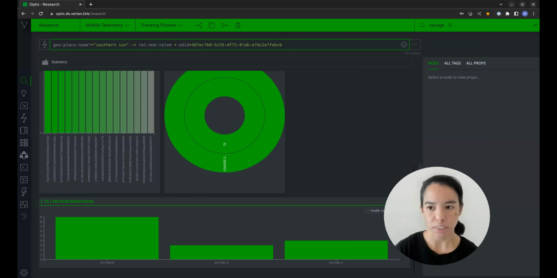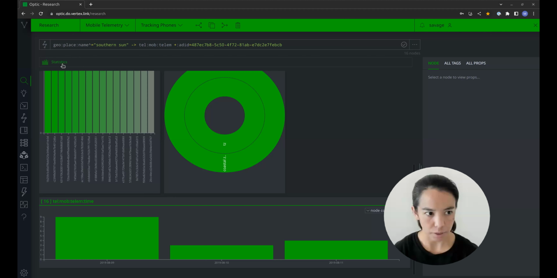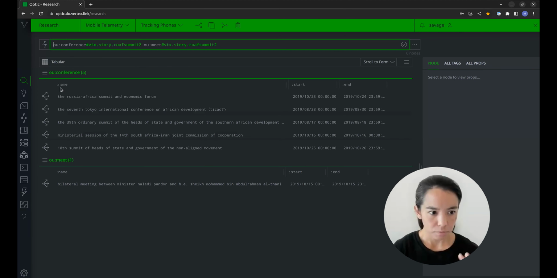However, I can show you the events that I modeled where we saw this phone in attendance. So there are several different events where we saw this phone. A bunch of them were bigger conferences. However, we also saw this phone beaconing from the same country, the same city, at the same time as a smaller bilateral meeting. However, I don't think that this phone belongs to Minister Pandor herself, based on several big ticket trips that we know that she went on.